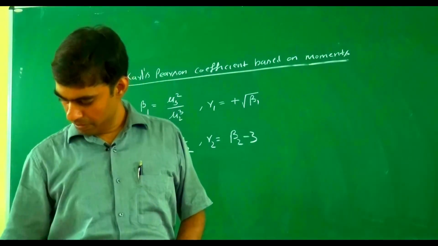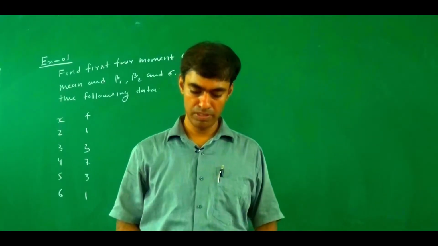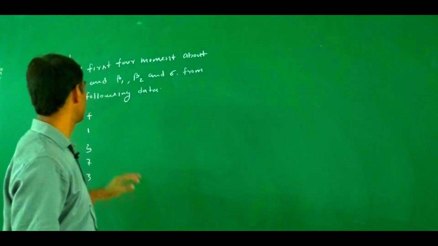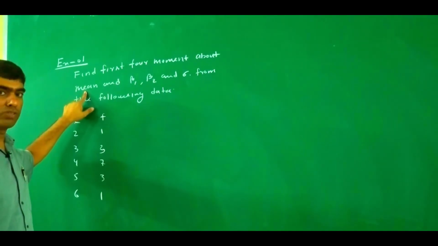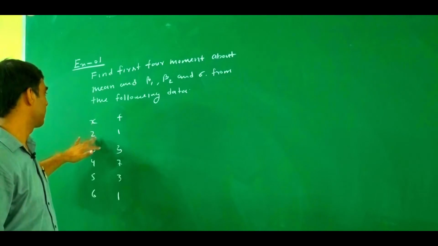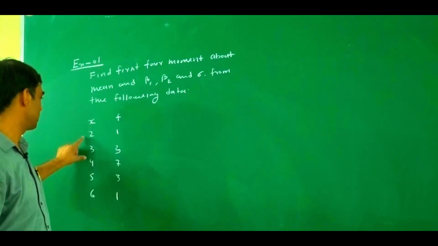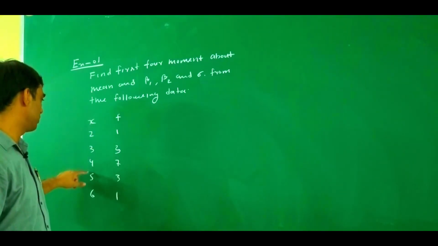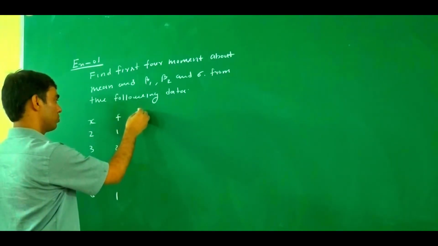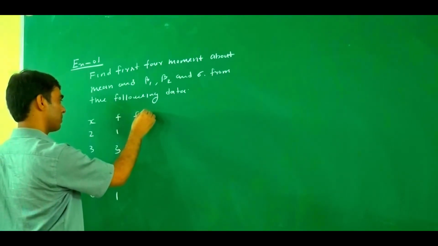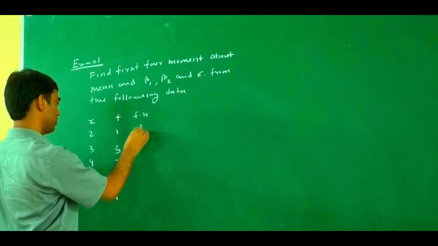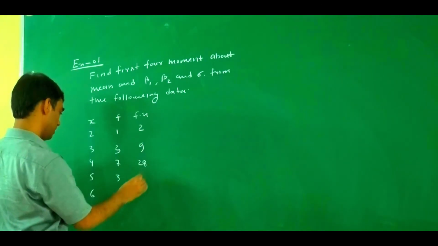Now we solve one very simple numerical example, on how to find the first 4 moments for the given data. The problem: find the first 4 moments about the mean, that is, the values of mu 1, mu 2, mu 3, mu 4. Here the data has 5 values of x with frequencies f: x is 2, 3, 4, 5, 6 and f is 1, 3, 7, 3 and 1. To find the mean we compute f into x: 2, 9, 28, and 50.